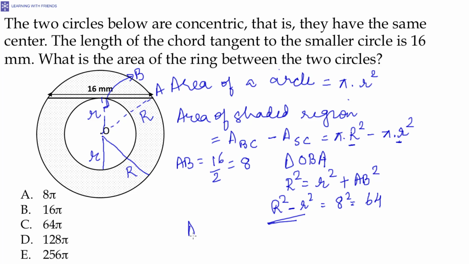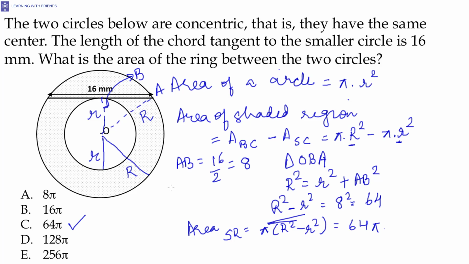because the area of the shaded region is pi times, if I take pi common from both of these terms, pi times capital R squared minus small r squared. So that will be 64 times pi. And that means my right answer for this question is option C.